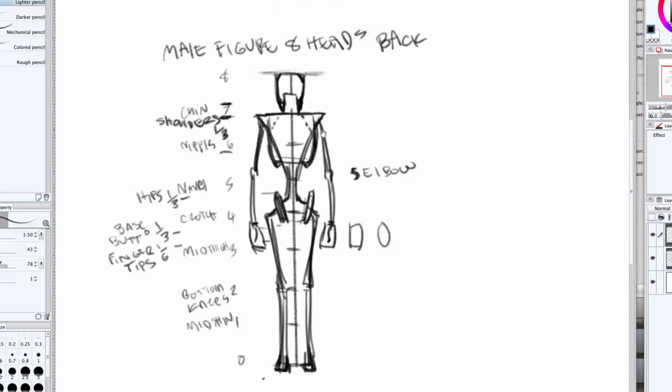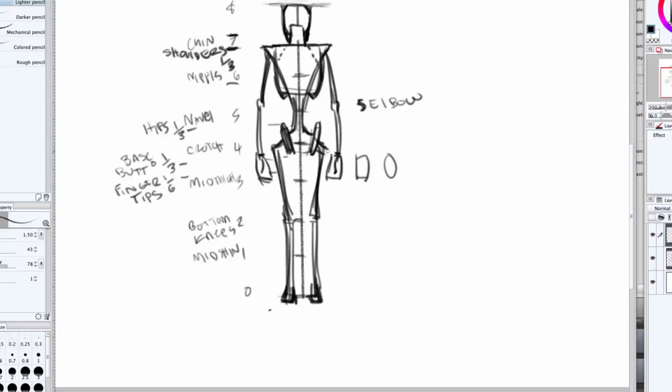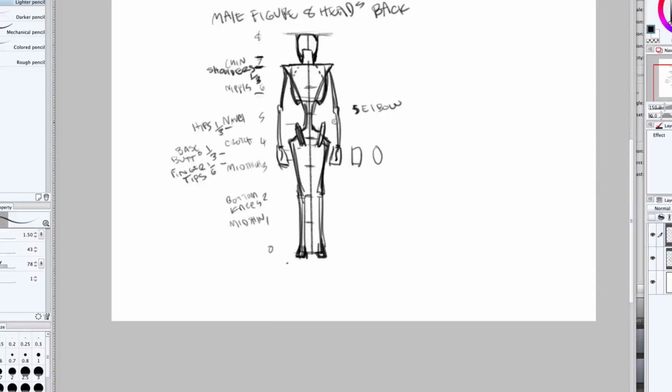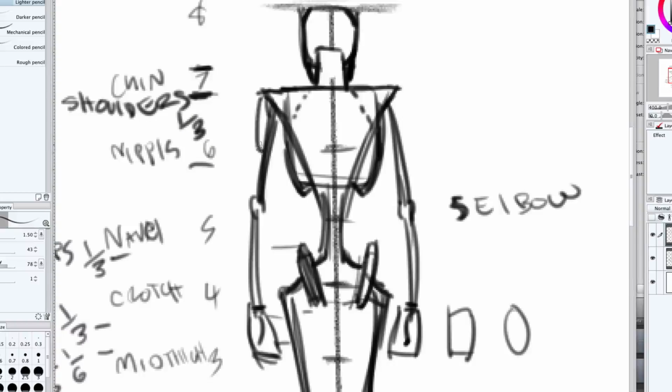Alright, so there you have it, our back view of the male skeleton, 8 heads proportion. And yeah, that was pretty quick. For our next video, we'll just put some muscles on there.